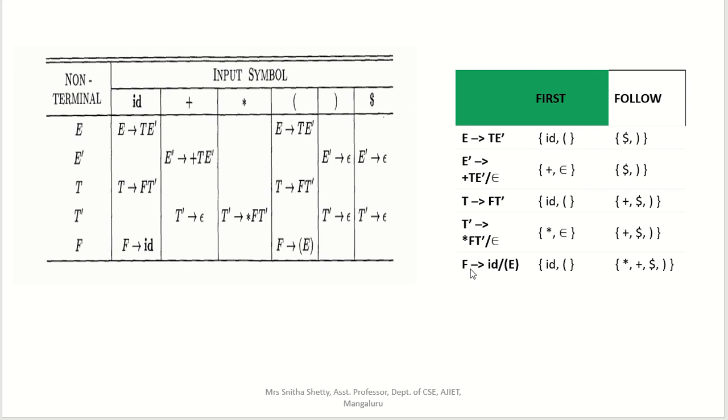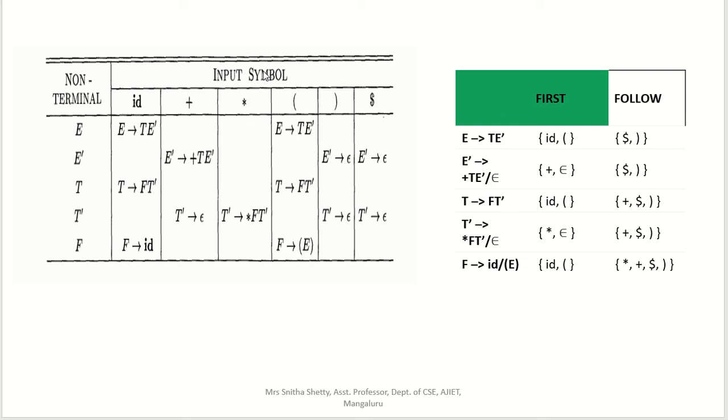Now look at the last production. F gives ID and F gives (E). So there are two things. One is F giving ID, one more is F giving (E). When F gives ID, since it is a terminal itself, under ID you are placing the production F gives ID. When F gives (E), the first character is a terminal, the open parenthesis. So under open parenthesis you are placing the production F gives (E). Hope this is clear, students.